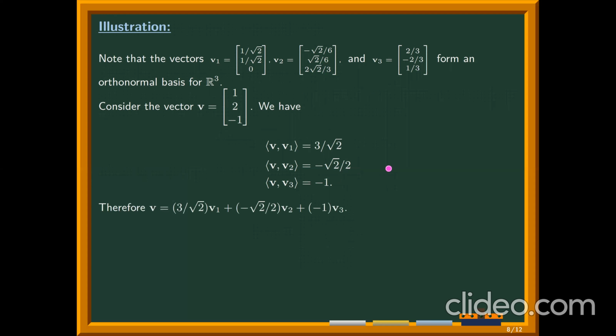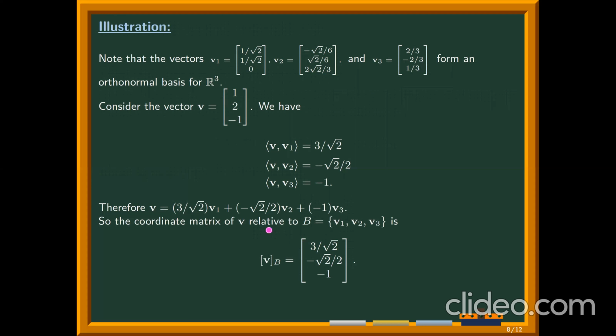So the theorem tells us that vector (1, 2, -1) is equal to this linear combination. And so the coordinate matrix of (1, 2, -1) with respect to basis B is given by this 3 by 1 matrix.